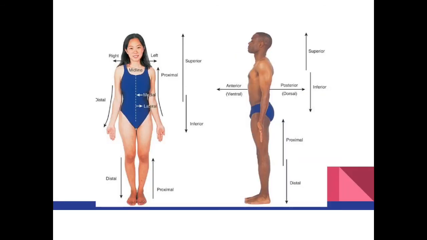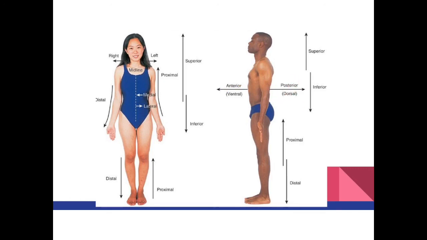Okay, so just looking at this diagram to review those directional terms. So remember, superior means toward the head, inferior means away from the head. Medial means toward the midline of the body, lateral means away from the midline of the body. Anterior means toward the front of the body, posterior means toward the back of the body. You'll also see ventral and dorsal being shown with anterior and posterior. Ventral means the same as anterior, dorsal means the same as posterior.